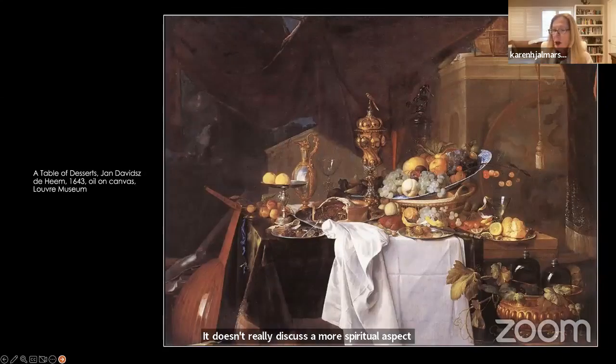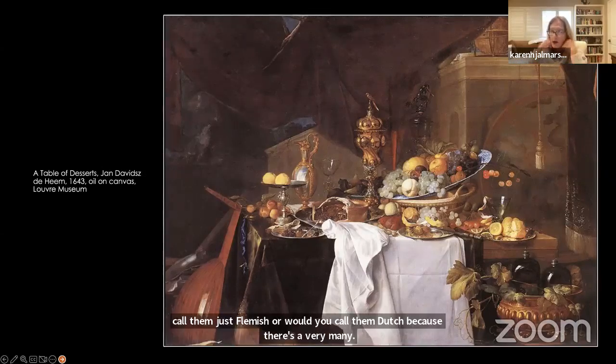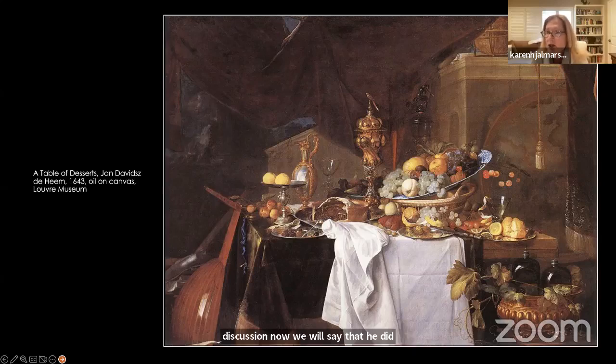Now, this is what we would call a pronkstilleven, the ostentatious display of objects, probably done for a wealthy consumer. And Jan Davidsz de Heem from Antwerp was one of the greatest. He also worked between Holland and Belgium. So again, it's very hard to really say, do we call them just Flemish or do we call them Dutch? Because there are very many cross-pollinations of these artists. But for discussion now, we will say that he did most of his work in the Flemish region.